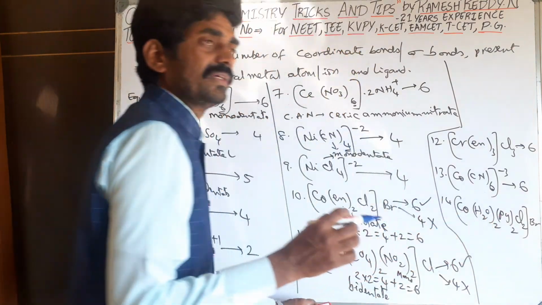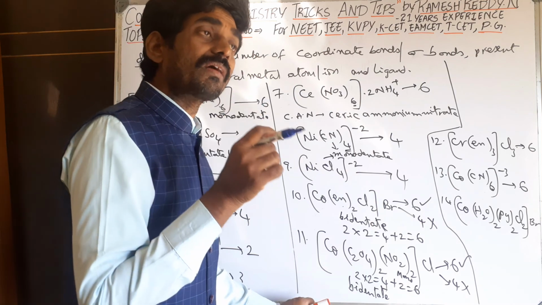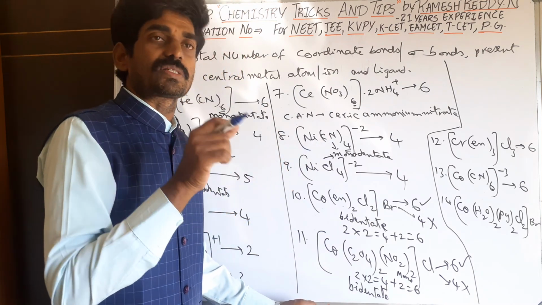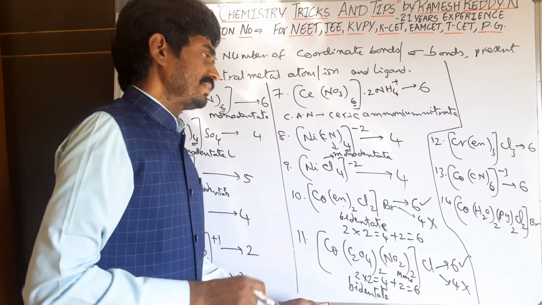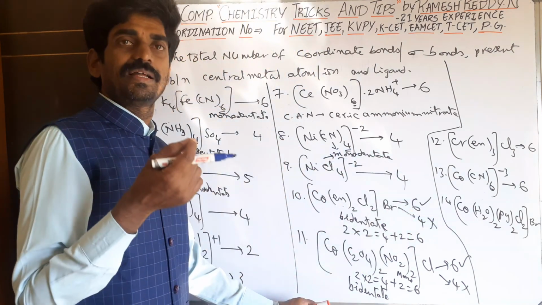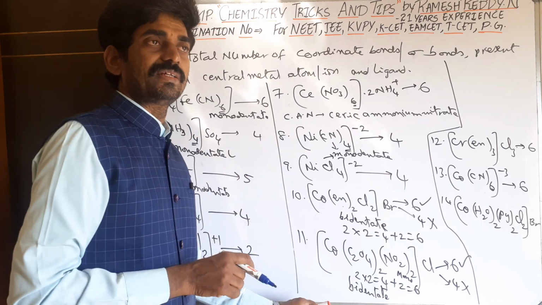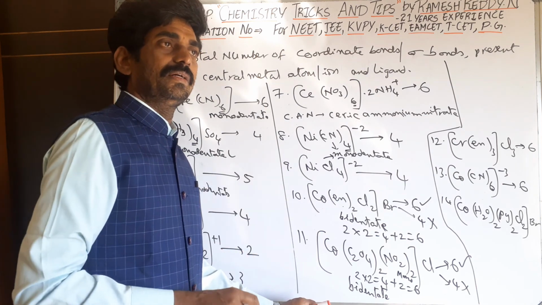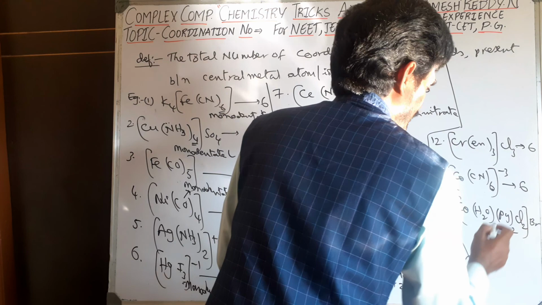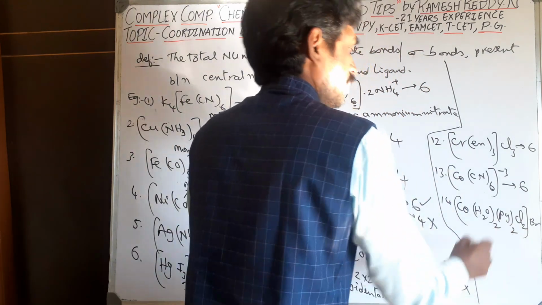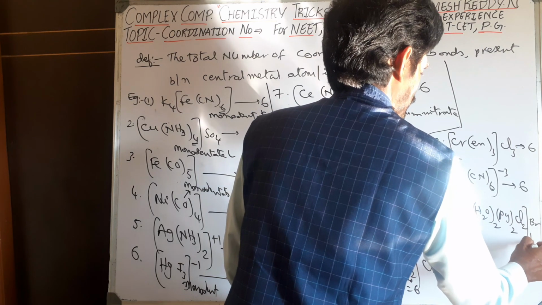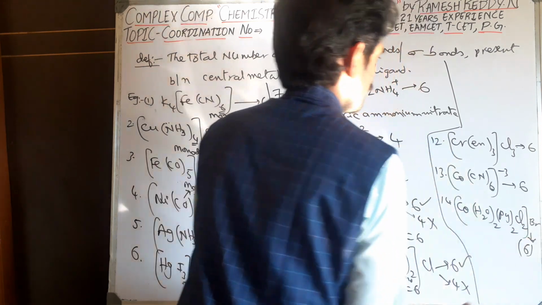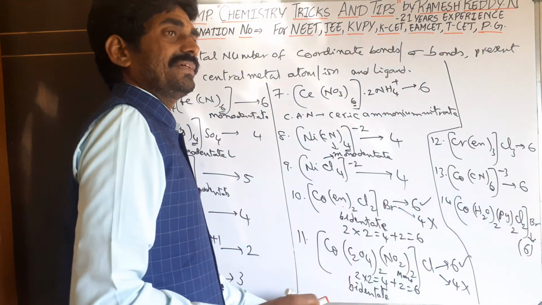Py is pyridine. Students, some of the organic molecules which have pi bonds also act as ligands. Pyridine. Okay. So benzene also acts as a ligand because pi bonds are there. Ethylene also acts as a ligand. Okay, so it is pyridine, a monodentate ligand. So totally 2 plus 2 plus 2, 6. So that's why the coordination number is 6. Got it? Next one. One important thing here.